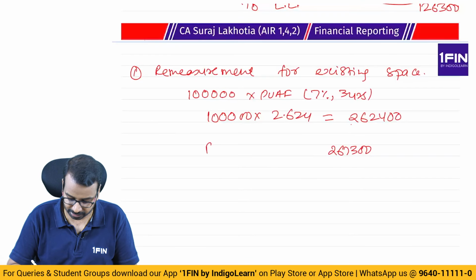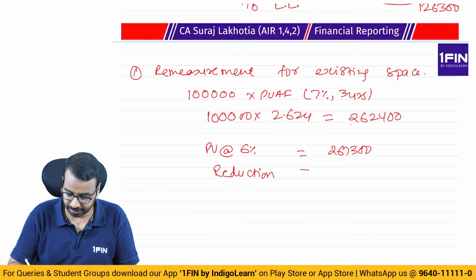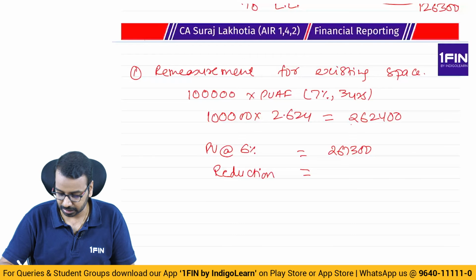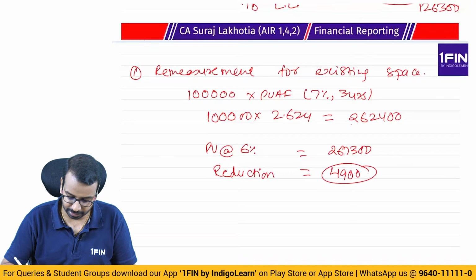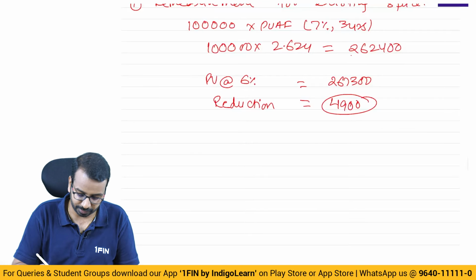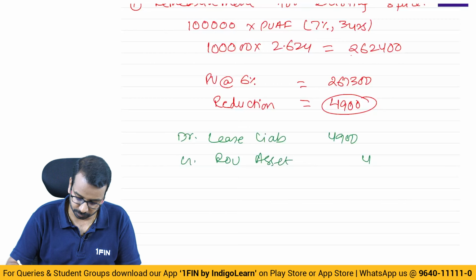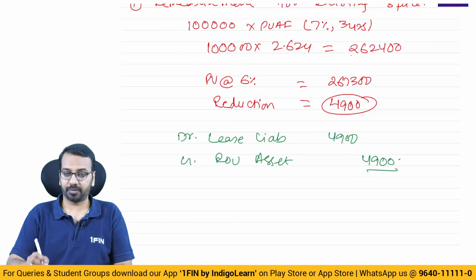Our revised liability that we have calculated is 267,300, the present value at 6%. So the reduction is how much? 267,300 minus 262,400, the reduction is 4,900. So, what we have to do? We have to debit lease liability 4,900 and credit right of use asset 4,900. This is the first step.